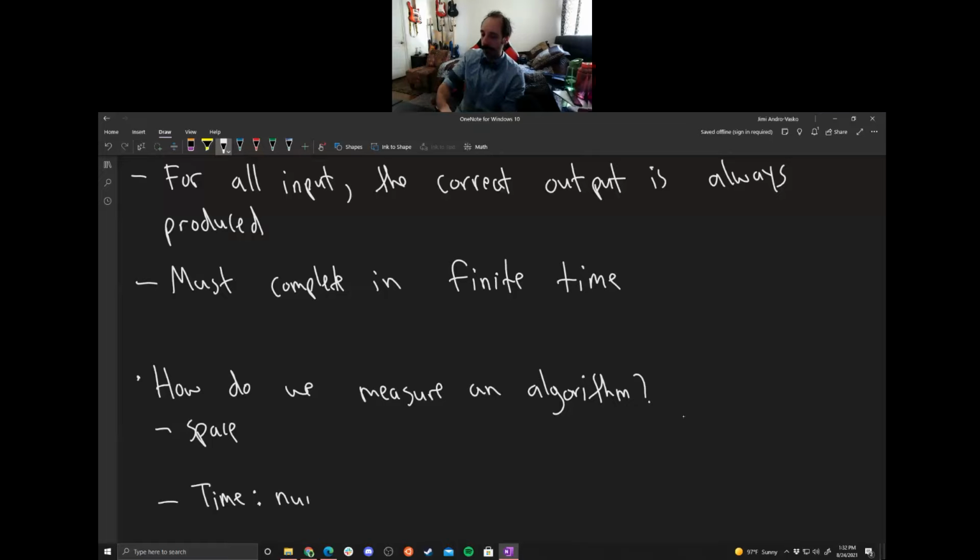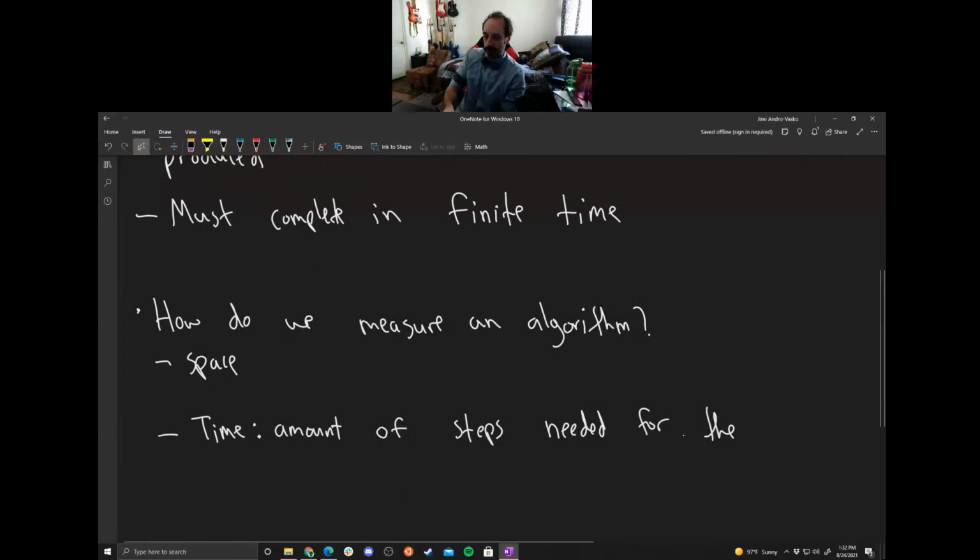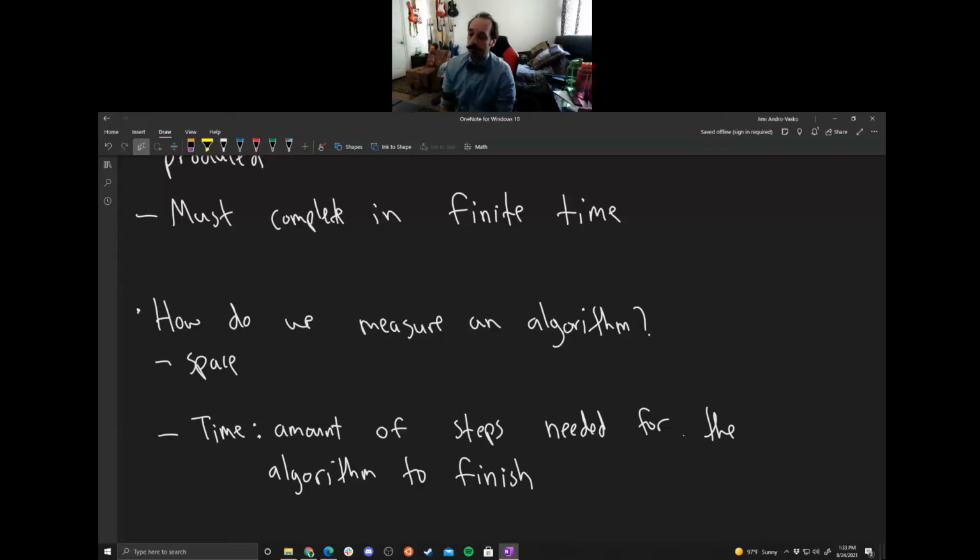So the amount of steps, I should probably say, the amount of steps needed for the algorithm to finish. In other words, the growth rate is what we use to measure.